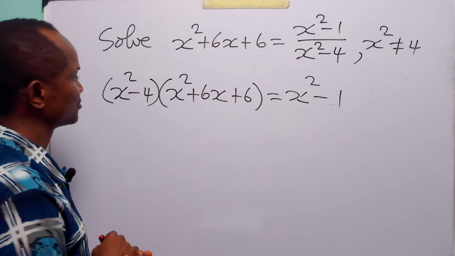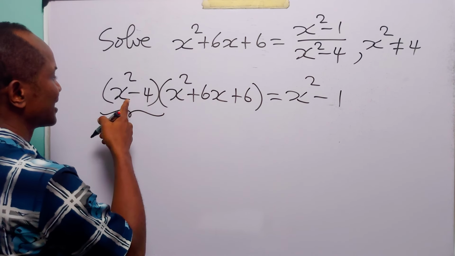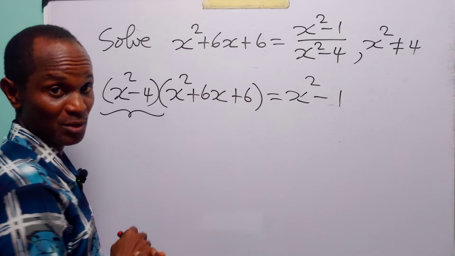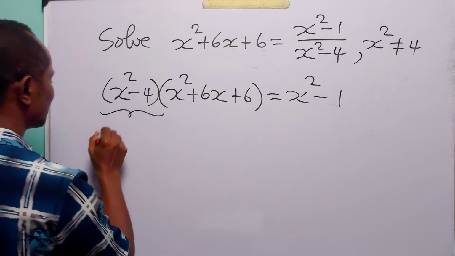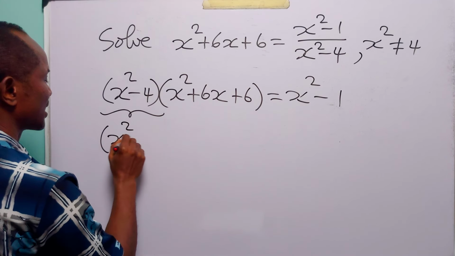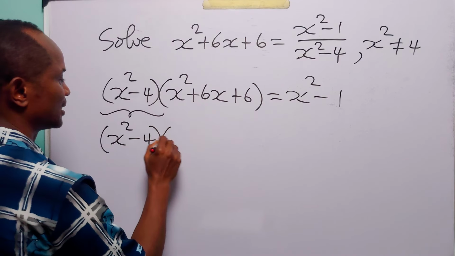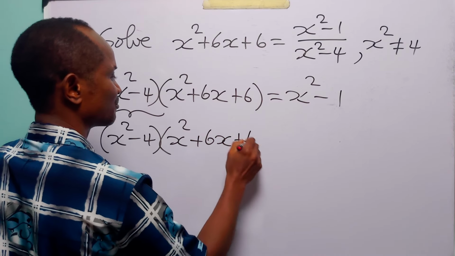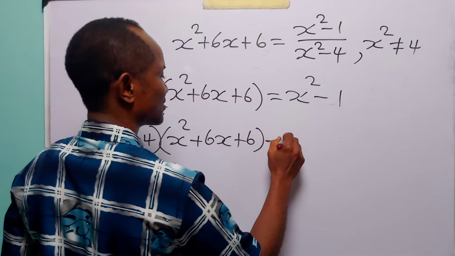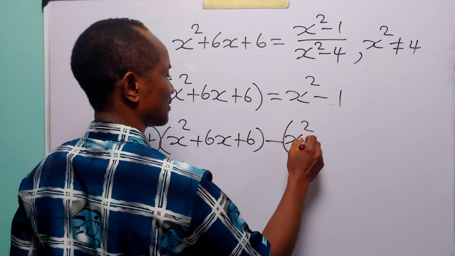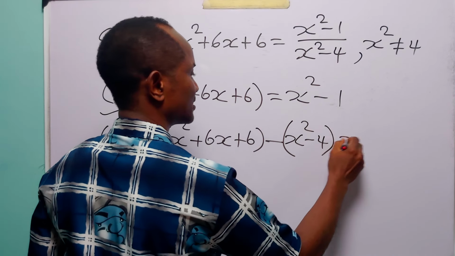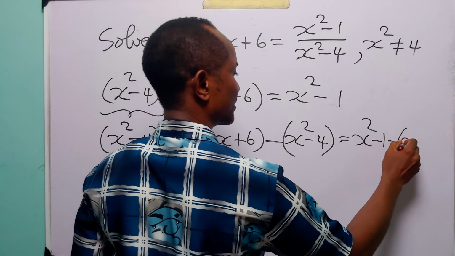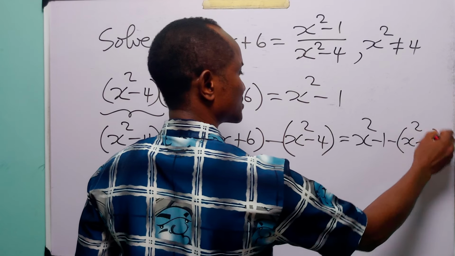Now, the next thing we are going to do is that we will subtract x squared minus 4 from both sides of this equation. When we do that, we have (x squared minus 4) times (x squared plus 6x plus 6) minus (x squared minus 4). And this is equal to x squared minus 1 minus (x squared minus 4).